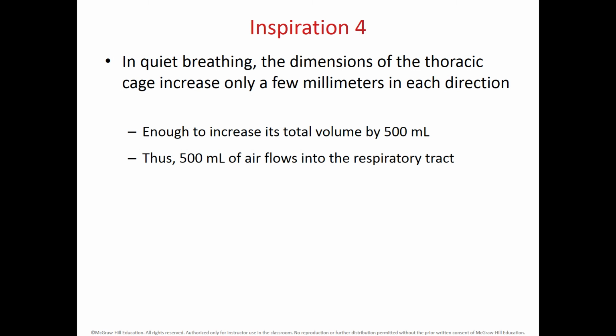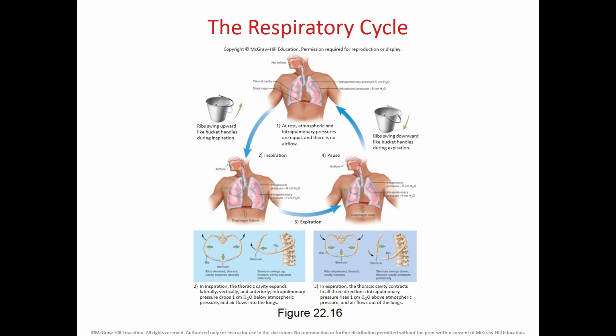Now, in quiet breathing, the dimensions of the thoracic cage will increase only a few millimeters in each direction, so in the anterior-posterior direction and the side-to-side lateral direction, and this will be enough to increase the total volume of the thoracic cavity to 500 milliliters, and thus only 500 milliliters of air will flow into the respiratory tract during quiet respiration. So this is what happens when we are inhaling and exhaling with our thoracic cavity.